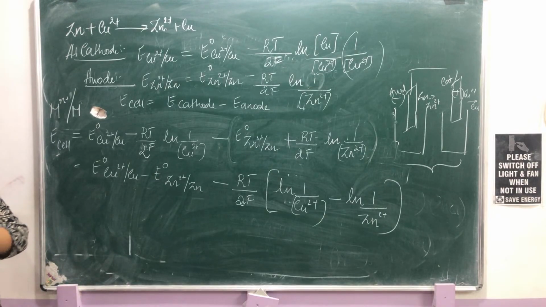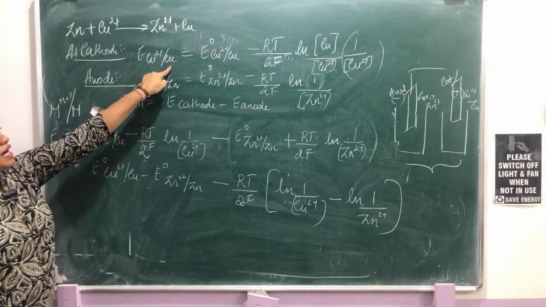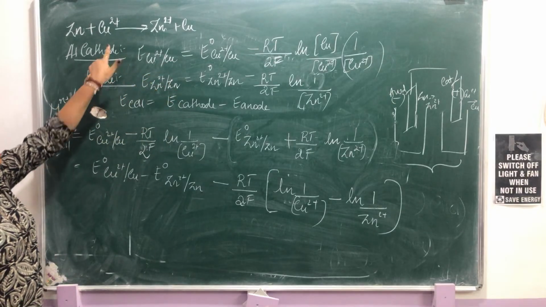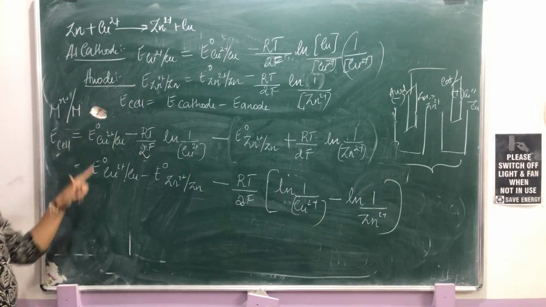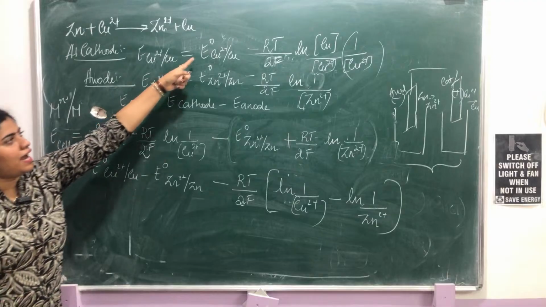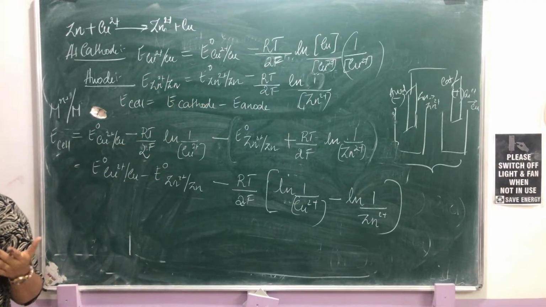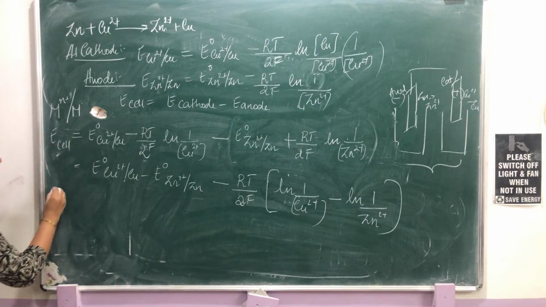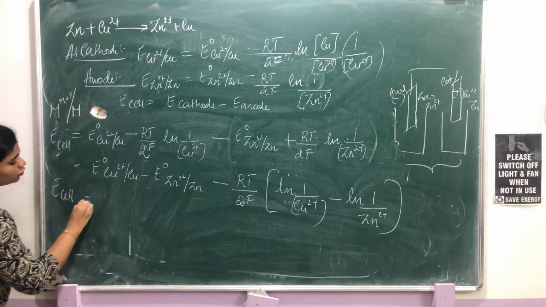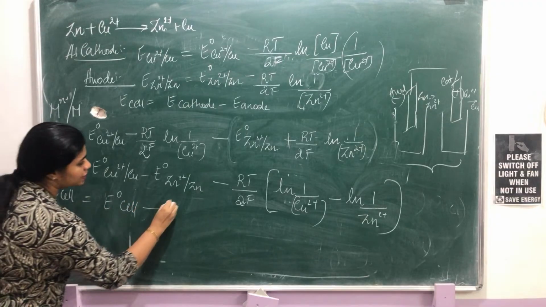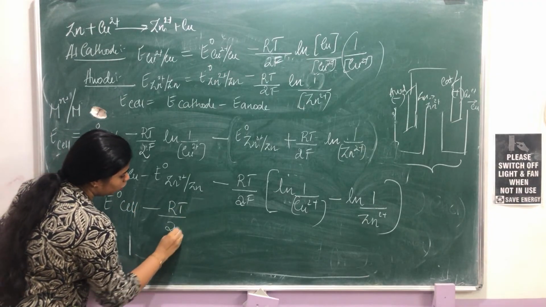Listen here. E Cu2+|Cu minus E Zn2+|Zn is nothing but E cathode minus E anode, which is E cell. Now E naught cathode minus E naught anode will become E naught cell. Are you all with me? So can I write E cell is equal to E naught cell minus RT by 2F.